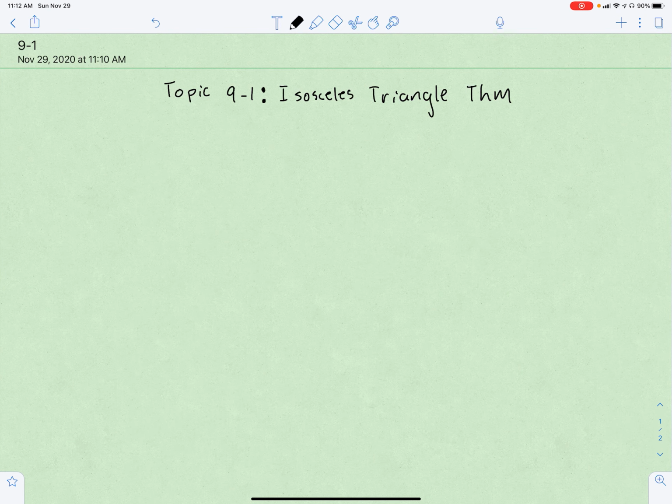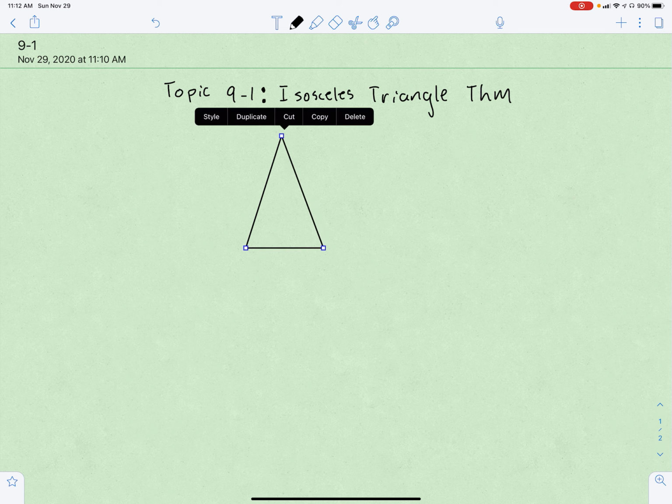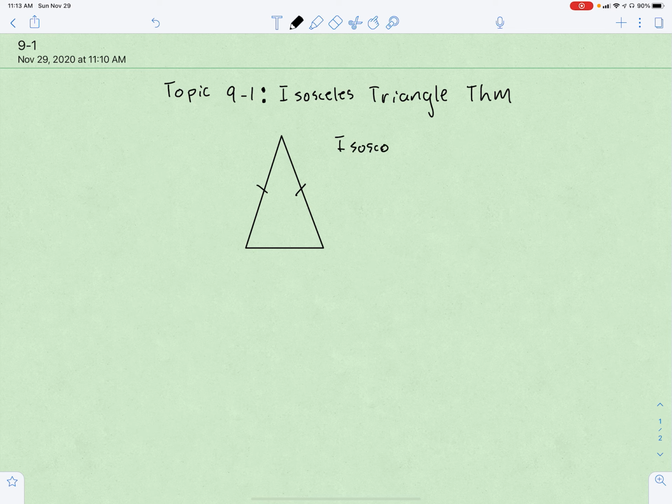All right, today we're going to talk about topic 9.1, which is the isosceles triangle theorem. We've already talked about isosceles, equilateral, and scaling triangles, but just a quick review over what an isosceles triangle is. An isosceles triangle is a triangle with two congruent sides. So, something to remember: an isosceles triangle has two congruent sides.